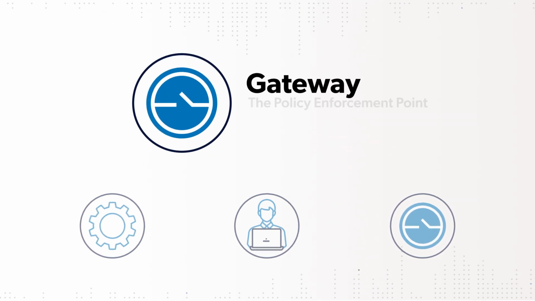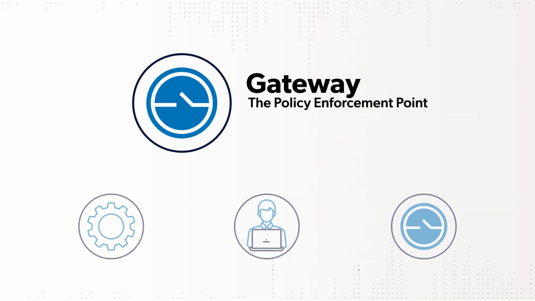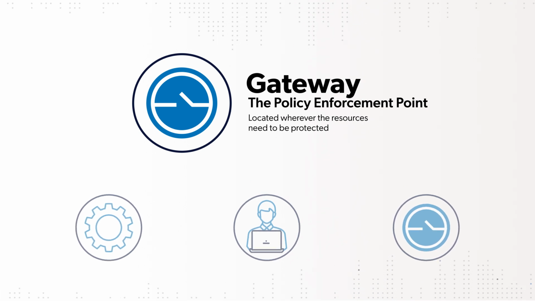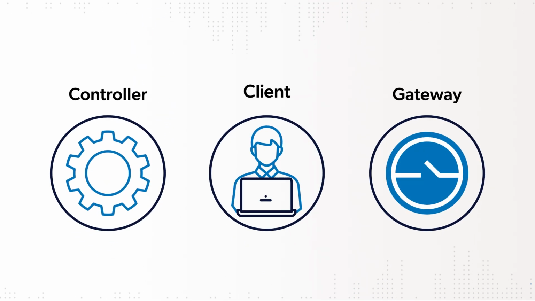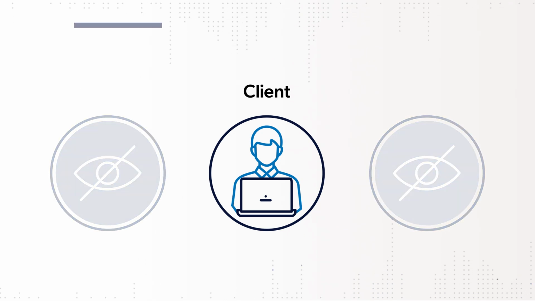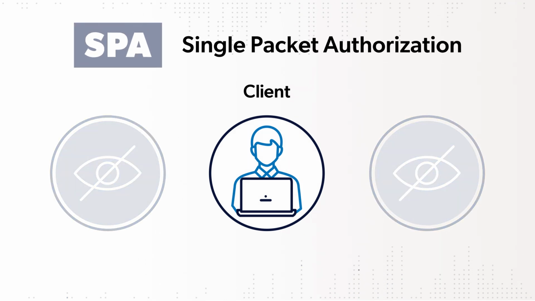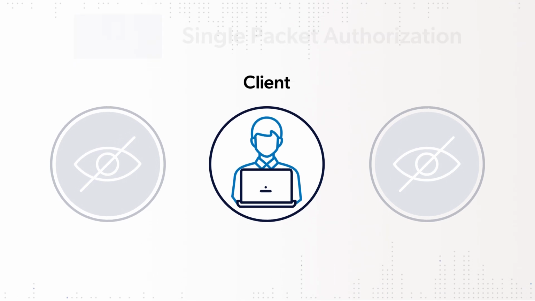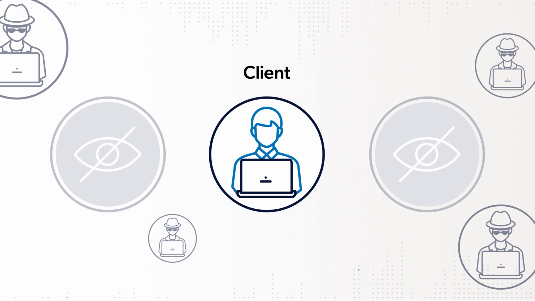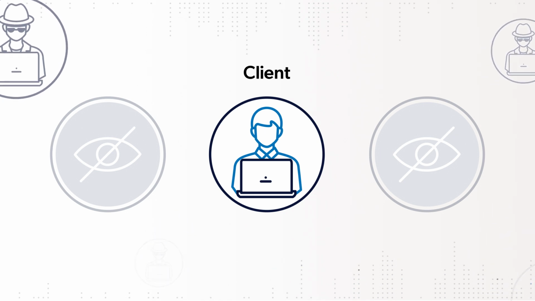The gateway is the policy enforcement point, which is located wherever resources need to be protected. Both the controller and the gateway are completely cloaked from unauthorized discovery through the use of a technology known as Single Packet Authorization, or SPA. With no open or exposed ports, the system is protected from many types of network and credential-based attacks.